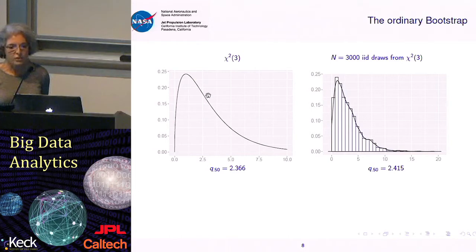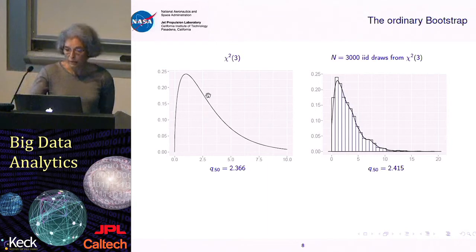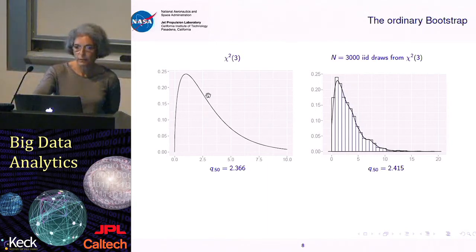If I take one sample of size 3,000 from a chi-square distribution where everything's independent, I've made a histogram of what's in that sample, and I've shown you where the median is. And so for that one sample that I took, obviously the median from the sample is not the same as the median of the true distribution. I think we all already knew that, but I wanted to make that point clear. So simply assuming that 2.415 is the true median would not be a good idea.